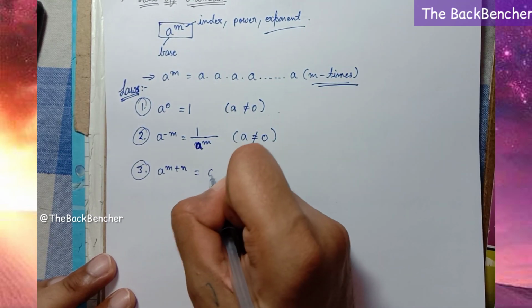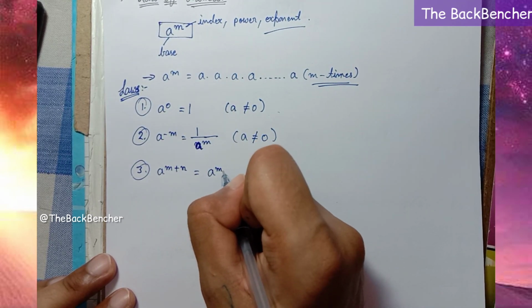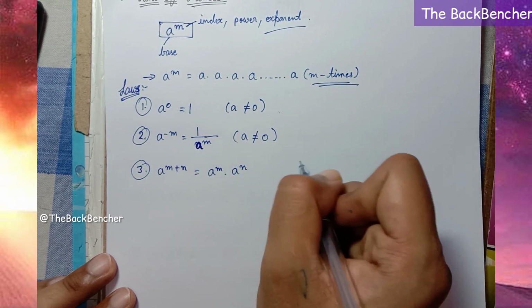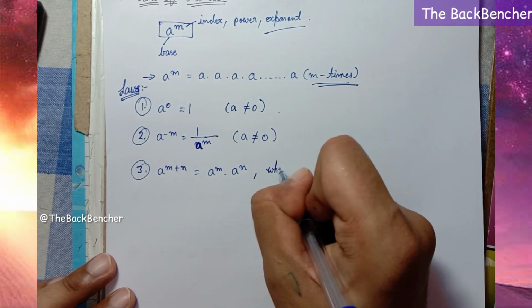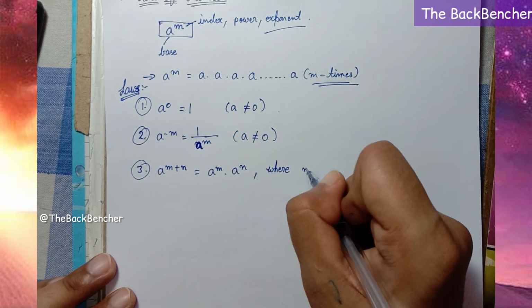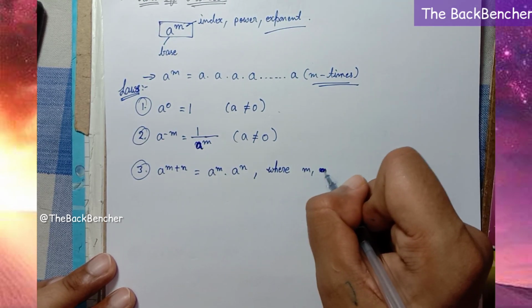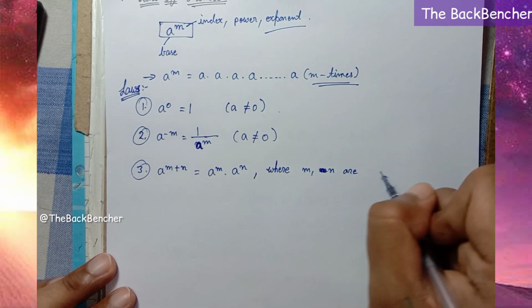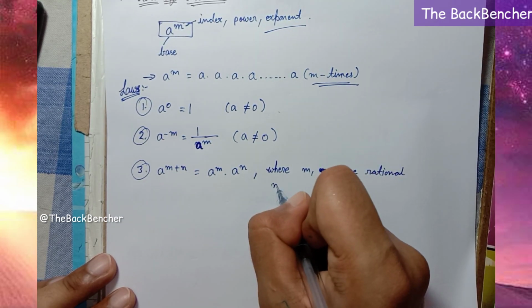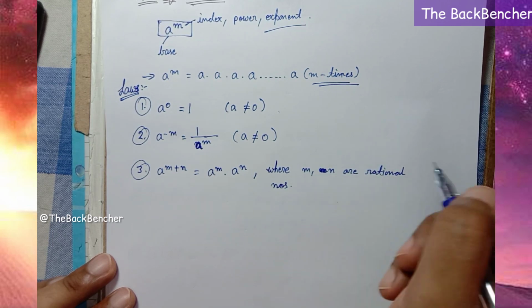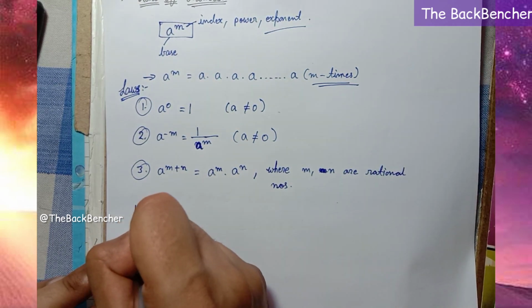If the bases are the same, we can write a to the power m dot a to the power n. If our bases are the same, the powers are added, where the conditions are that m and n should be rational numbers, and a not equal to 0.